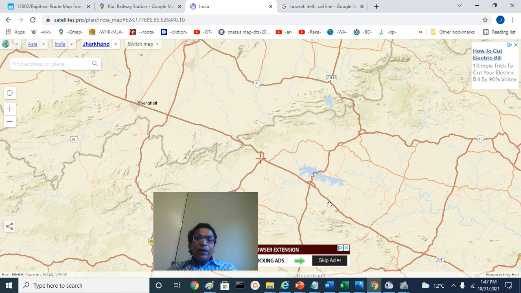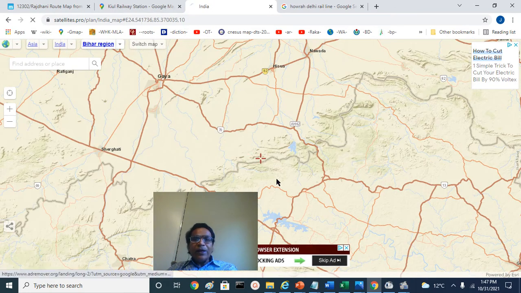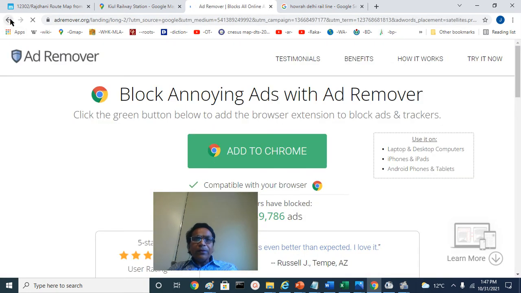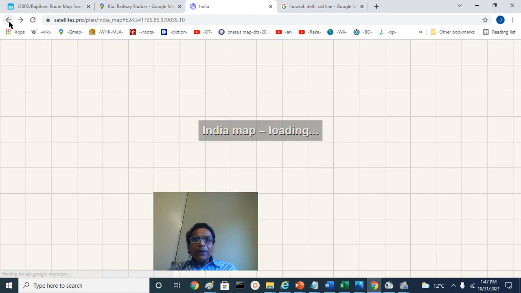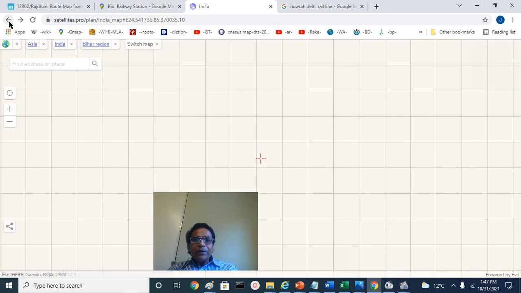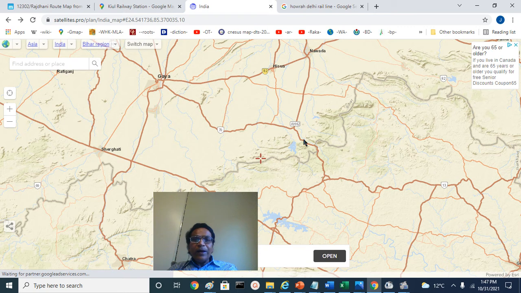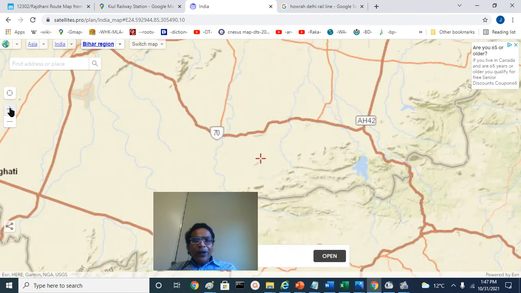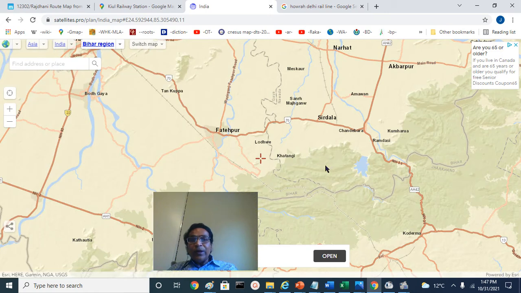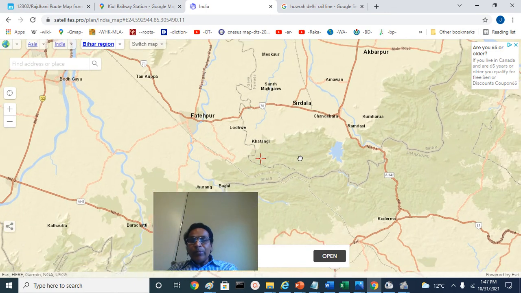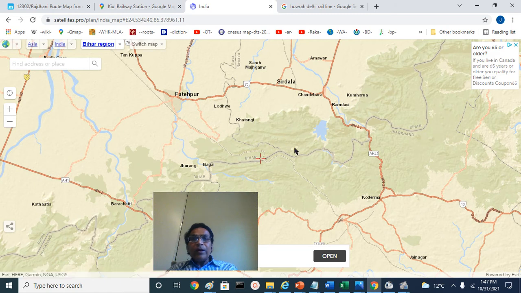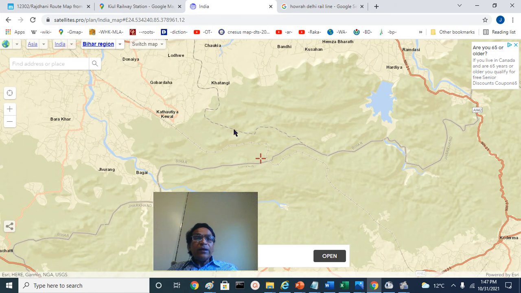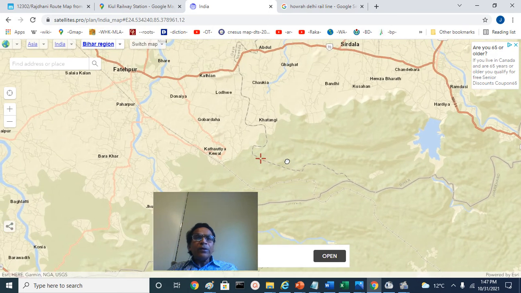And where are we? Yeah, we are in Gaya. Yeah, we are in Gaya. I want to show you Guzhandi, if possible, where Lord Minto, near Koderma, Guzhandi will be somewhere here. Guzhandi, I'm not sure it is shown here.